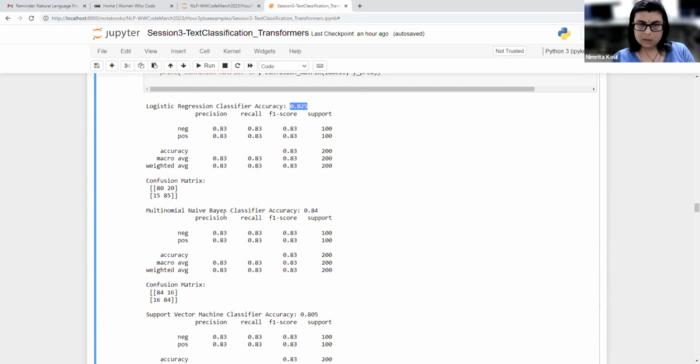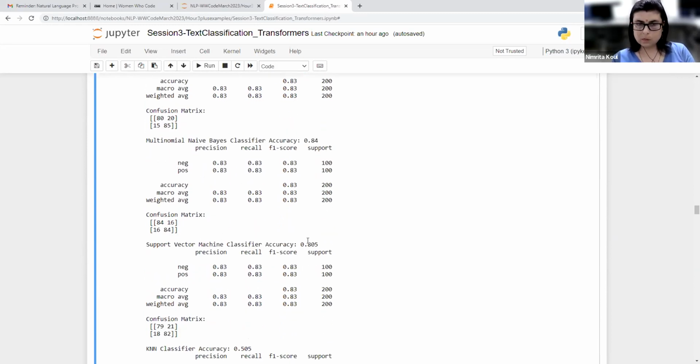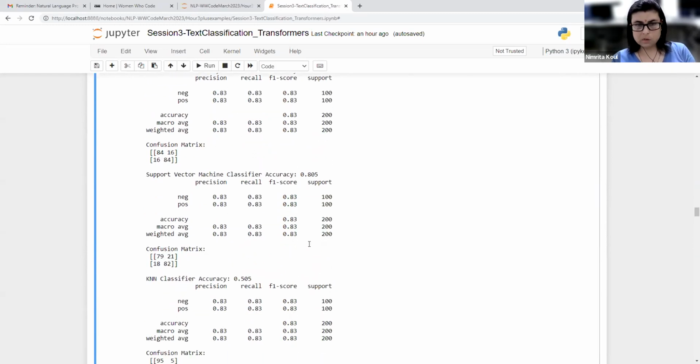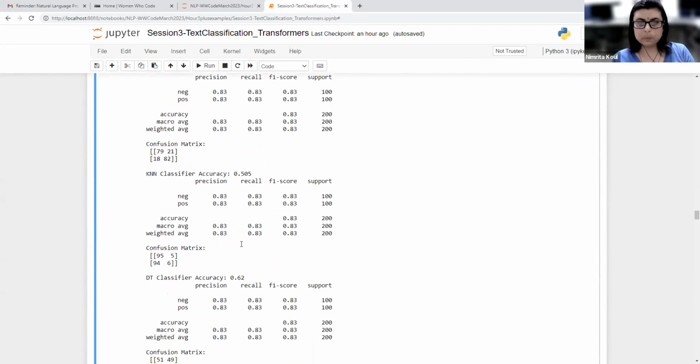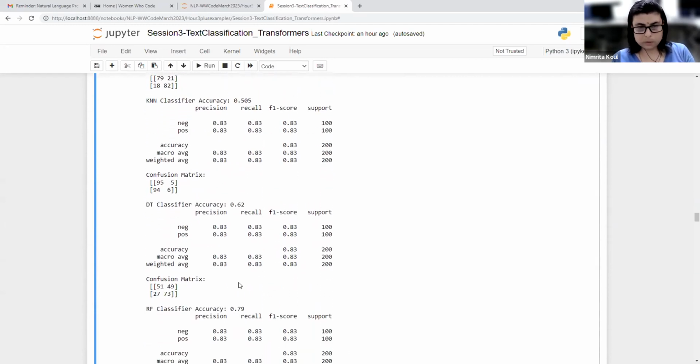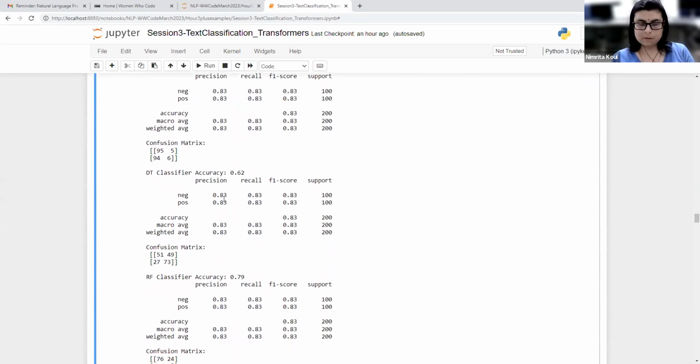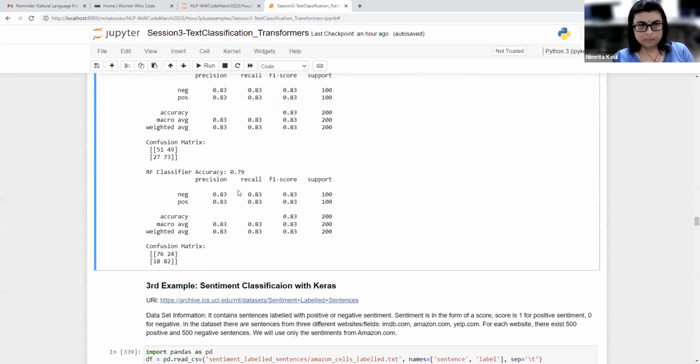Similarly, for multinomial naive Bayes, we see an accuracy of around 84%. For support vector machines, it's getting 80%, which is lesser. For KNN, we see a very, very low accuracy of around 50.5%. Again, for the decision tree classifier, it's 62%. For random forest, we have slightly better than the decision tree.